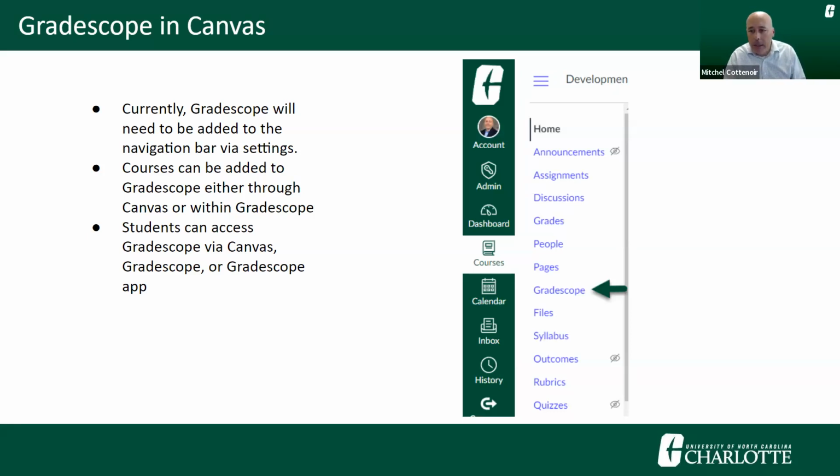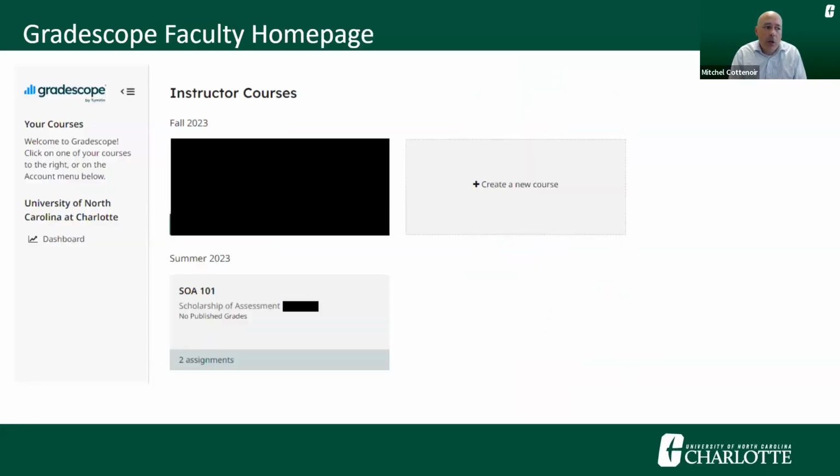Students can access it through the Gradescope site, through Canvas, or through the app. And this will be your home page. It will have all your courses listed. And I think that's the last piece I have. So I think I'm going to turn it over to Tanya at this point.